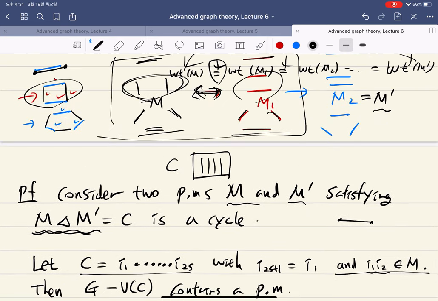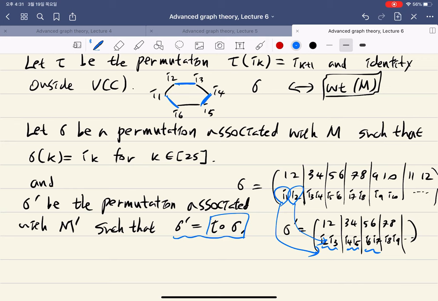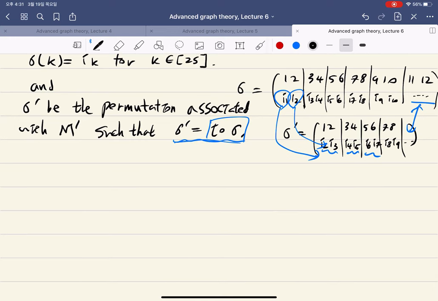Because in this C, so let's say C is, so M is I1, I2, I3, I4, I5, I6. Then in M prime, we need to pair these two, which is this. But it's indeed the composition of tau and sigma, because tau sends I1 to I2 and I2 to I3. So this is the composition, and the rest of them you just put in the identical way as sigma. So now we have the representation for the matching, so we can actually compute the weight.